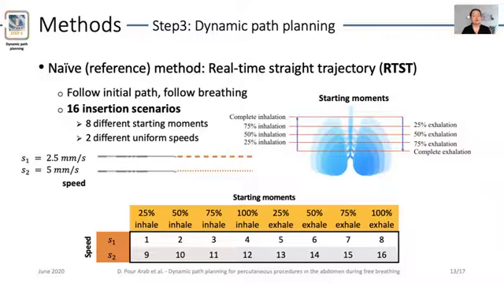In order to evaluate our RTIT approach, we also implemented a simple naive method that will be used as a reference. This method simply consists in inserting the needle from the insertion point with a constant speed and following the initial direction until the initial location of the target is reached. We never stop or voluntarily deviate from the planned trajectory.